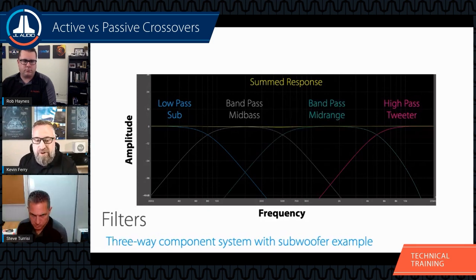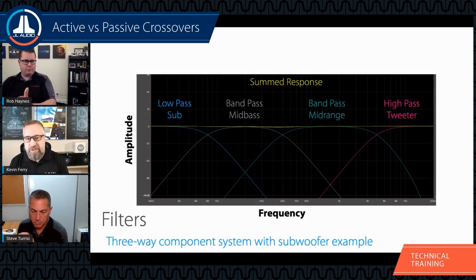So this is an example of a three-way system. Crossover points here are at 80, 500, and 5K, depending on which speaker you're looking at, and the high pass and low pass on there. But you kind of get the gist of things. And again, we're using 24 dB Linkwitz-Riley. We're all at the equal amplitude there, as you can see on the left-hand side. So you can see that yellow sum is completely flat across the board.